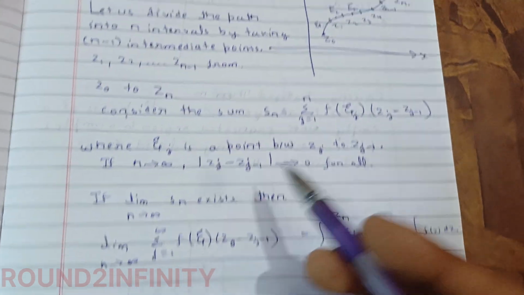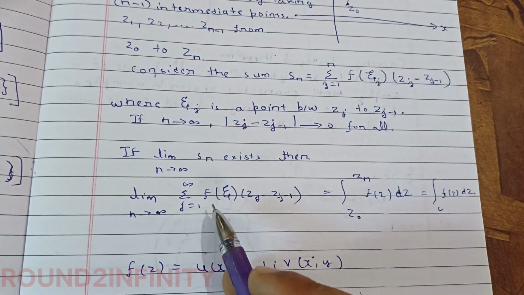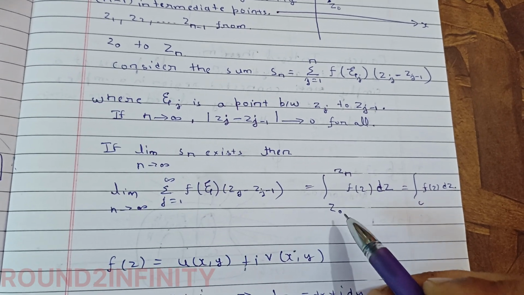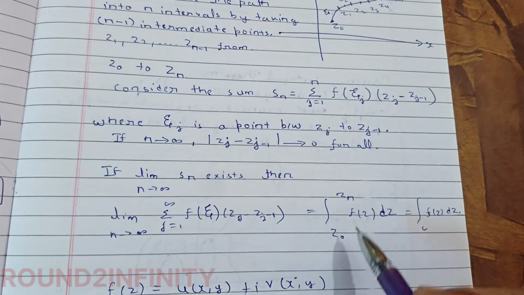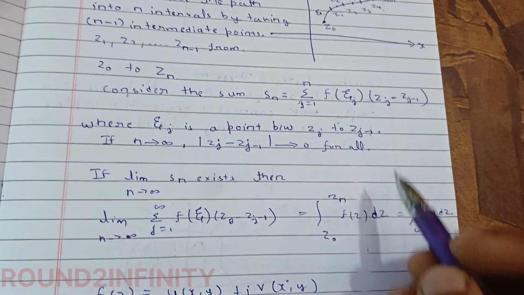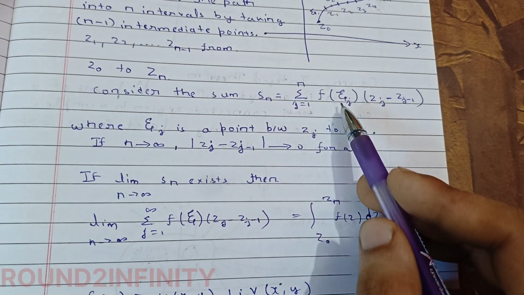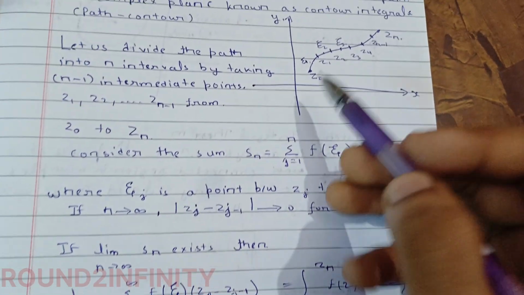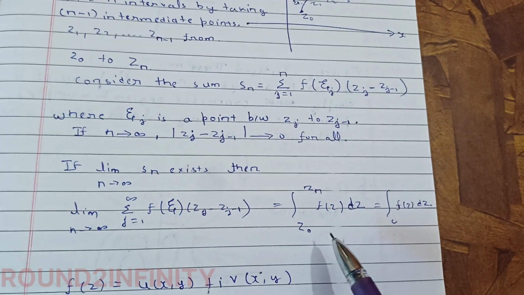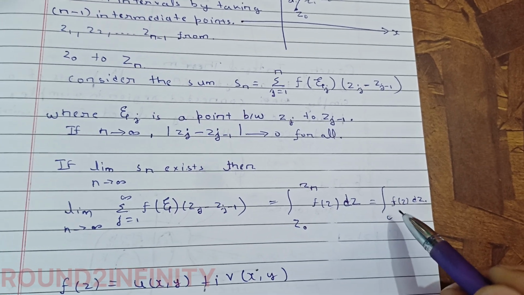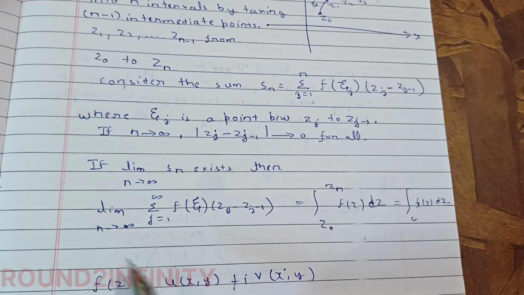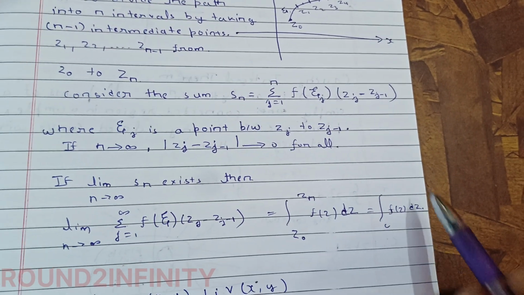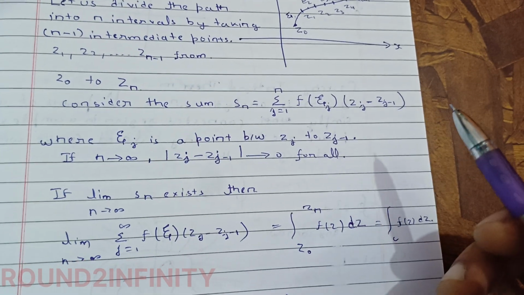So the limit as n tends to infinity of the sum over j of f(Ej) times (zj minus z(j minus 1)) is the integral from z0 to zn of f(z) dz, because at any point this is a point. Since this is a contour integral, we denote it by writing C here: the integral over C of f(z) dz. This is just the definition of the contour integral, and that's how you come to this expression for the integration of complex numbers.